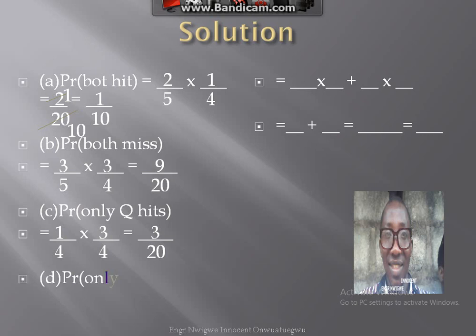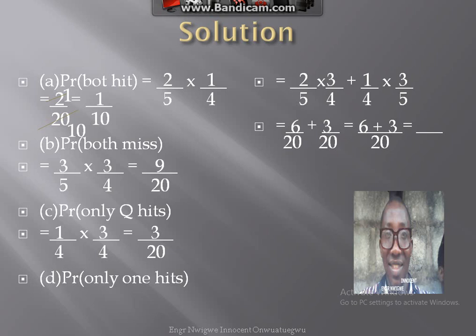What is the probability that only one hits the target? The probability that only one hits the target is 2 over 5 times 3 over 4 plus 1 over 4 times 3 over 5, which gives us 6 over 20 plus 3 over 20. Finding the LCM, which is 20, the numerator is 6 plus 3, to give us 9 over 20.